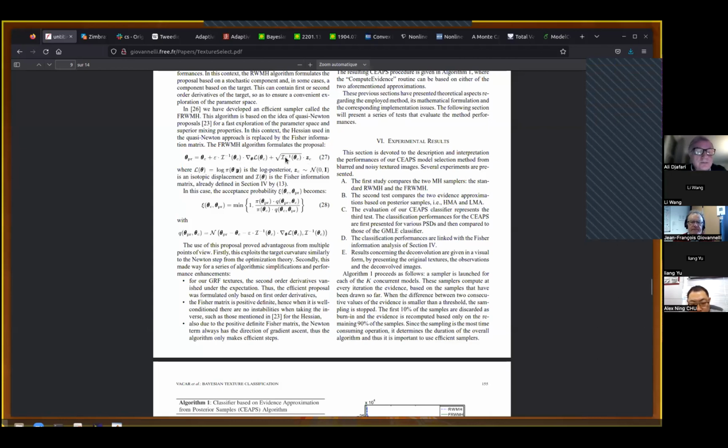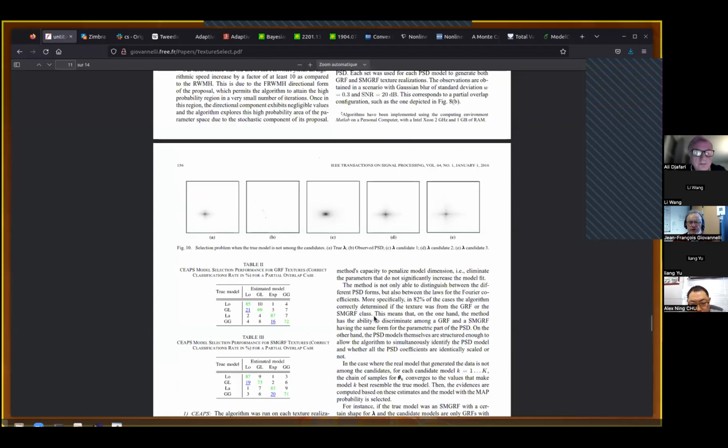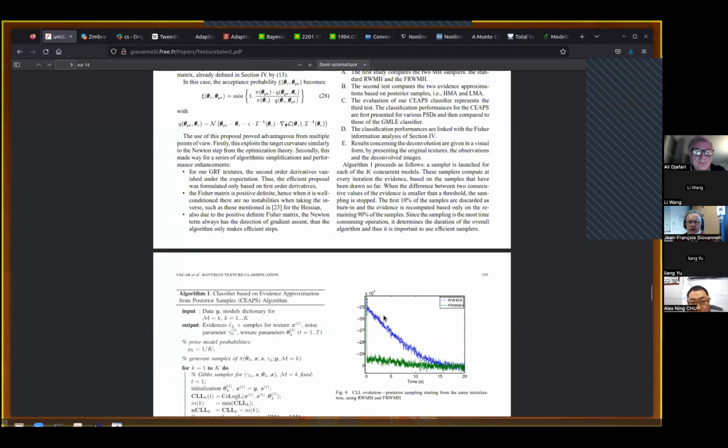And this is a comparison of convergence. This is a convergence of the standard random walk for one parameter, and this is a convergence for the Fisher random walk. We have a much faster convergence because we take advantage of the gradient and something regarding the second derivative, not the Hessian, but the Fisher information matrix. Is that an answer to your question, or maybe I misunderstood something?